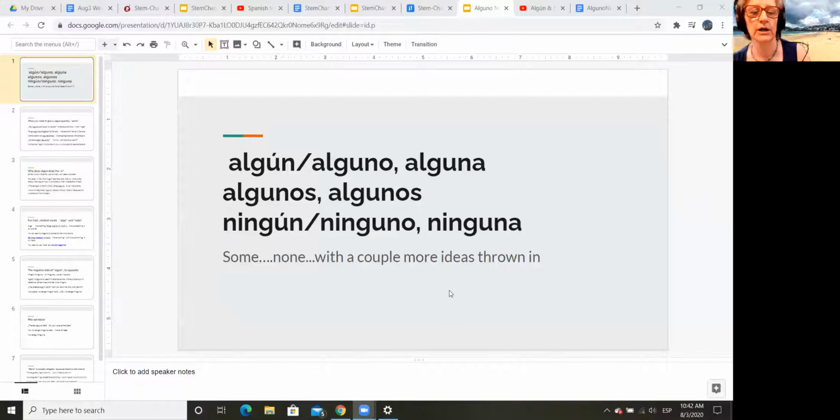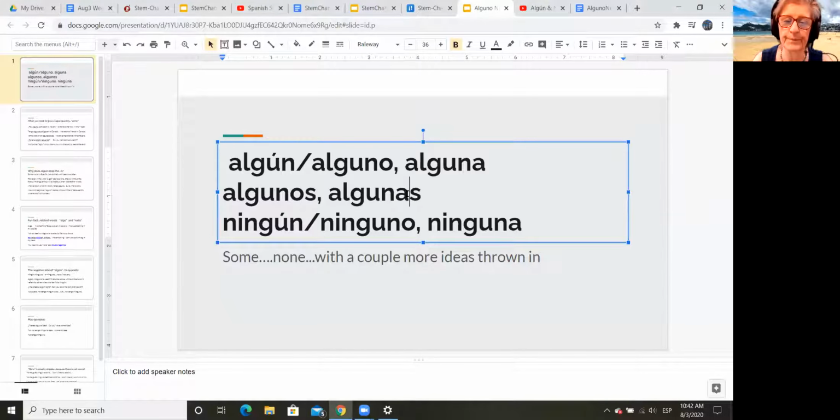Bien? Okay. A ver. Let's take a look. But we're going to take these apart. We're going to take them in chunks. So we're going to share a little bit more about this mystery of algún, alguno, alguna, algunos, algunas, and its opposites. Wow, I wanted to have that as an A, but no.